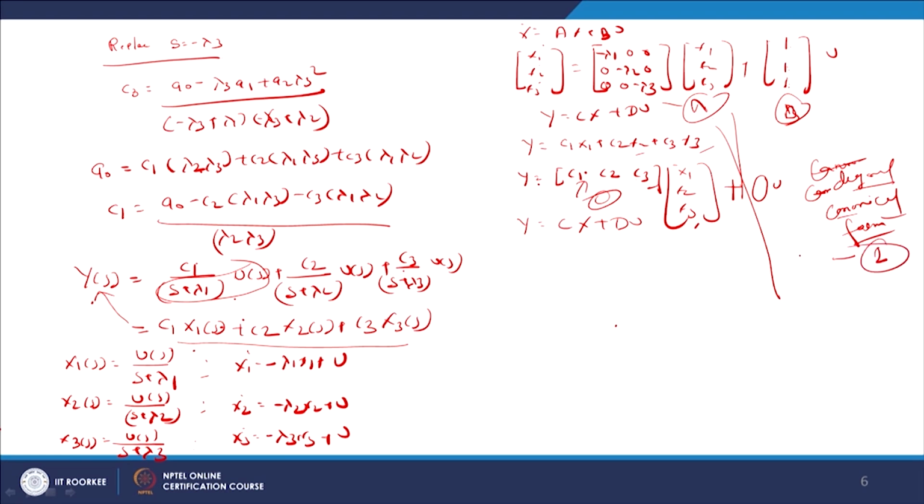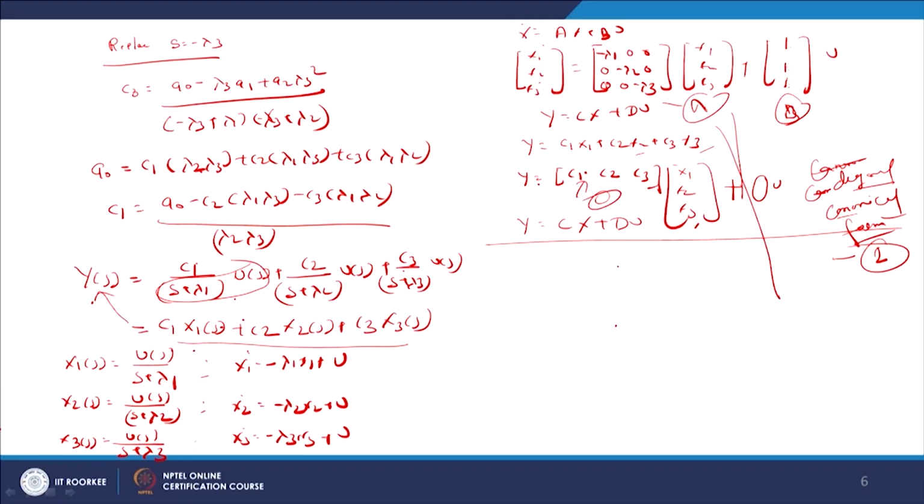Why am I saying part 1? Because something more is involved in part 2. What is the problem here? The problem is that here we have taken the degree of the denominator greater than the degree of the numerator. That part we will see later. Now, because we have developed the model, we need to do the simulation to see the result. Therefore we have to develop the block diagram of the given state space model. So how do we develop the block diagram?